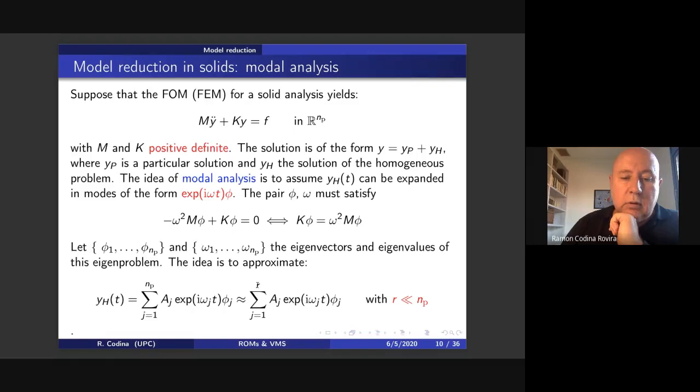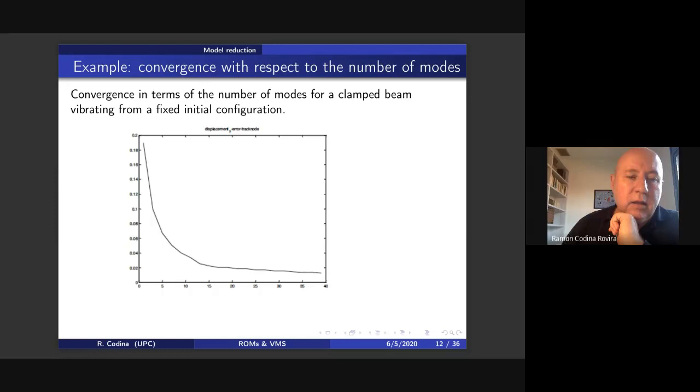The error decreases very fast. When you take, for example, two modes, you have an error of the order of 10%. When you take six modes, you have an error of the order of 4-something%. And then the decrease is slower. Okay, so that's the idea of what you have in the case of solid mechanics.